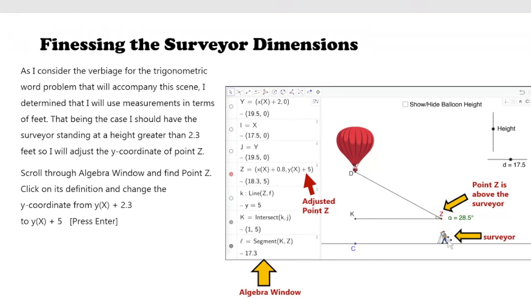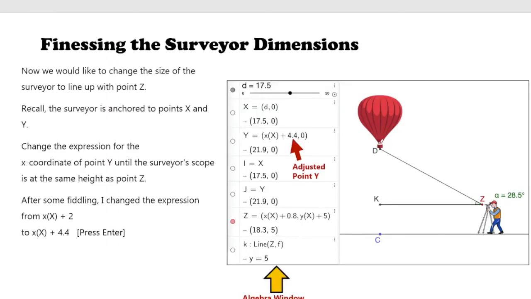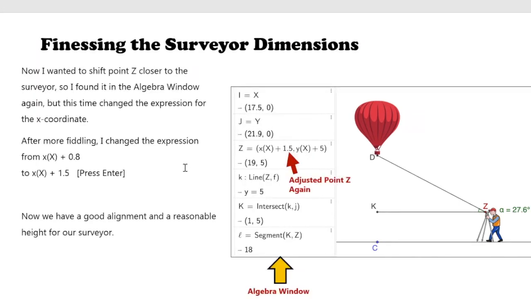Now we'll have to adjust the height of our image that follows. To do that, we want to bring back the points X and Y, because those were the anchor points we used for our observer. We will adjust the values of points X and Y to get the observer tall enough to match up with point Z. I adjusted point Z from plus 0.08 to 1.5. I'll go back to the previous scene.